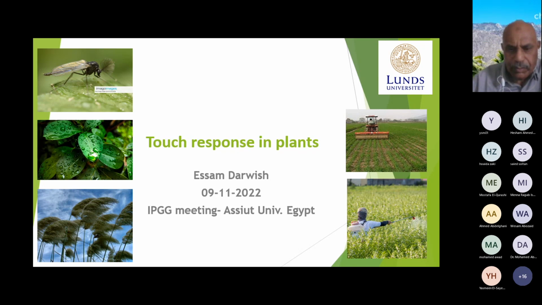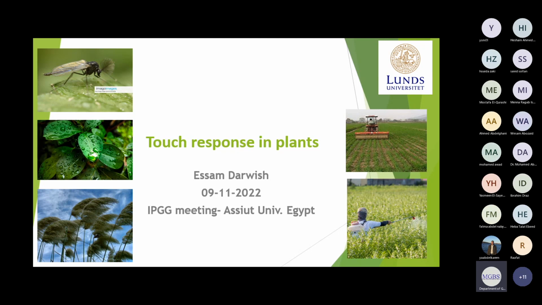So this new research topic that I started when I began my postdoc at Lund University, we started to see if the plant responds to mechanical stress, like touch, like wind. Mechanical stress comes from an insect landing on a leaf, drops of water, wind, agricultural practice, and rolling. All these practices can lead to mechanical stress on plants. So the question is, is this mechanical stress harmful for the plant or useful for the plant?